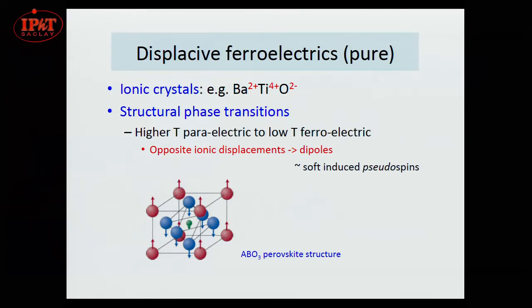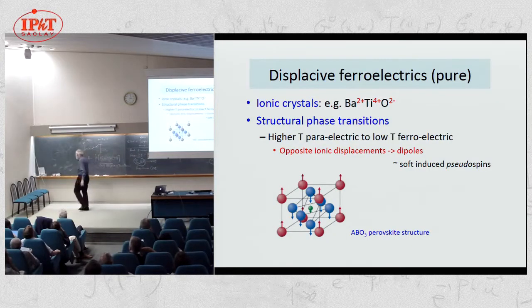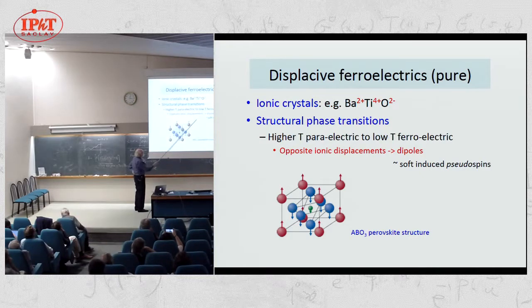So firstly, what are displacive ferroelectrics? I suspect mostly you don't know. They're ionic crystals, typically such as this one, barium titanate, and they exhibit structural phase transitions from a higher temperature paraelectric phase to a lower temperature ferroelectric phase. The reason for this is that the ions displace in opposite directions. Some are charged, so they make dipoles, and those, I'm going to argue, are like soft induced pseudospins.